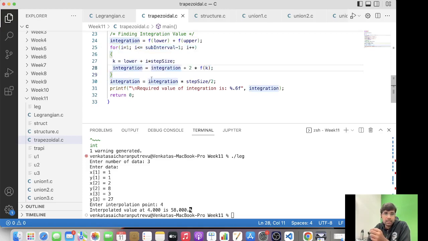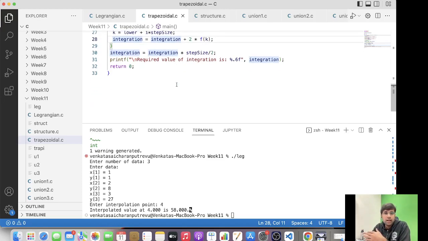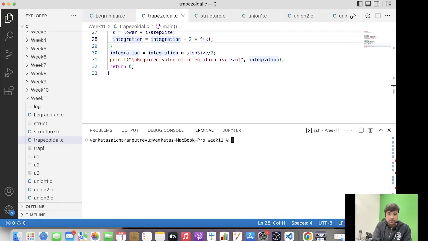So the integration is initially f of a plus f of b, and 2 into sigma of f of a plus i h. This is the logic of the code, and the final integration value will be returned. Let me clear the screen and compile the output. clang hyphen o trape, then dot slash trape.